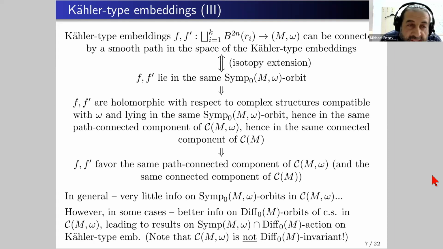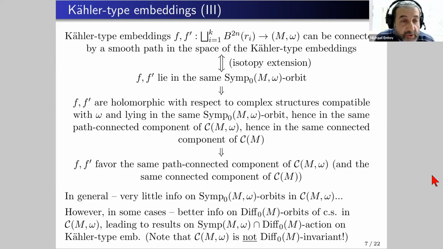So we are already announcing here that in most of the cases we are not going to get any connectedness, but we'll see that we'll get results that certain Kähler-type embeddings can be mapped to each other by symplectomorphisms that are smoothly isotopic to the identity.